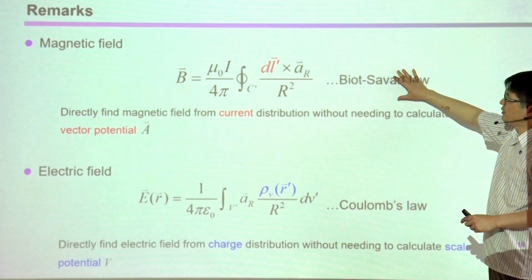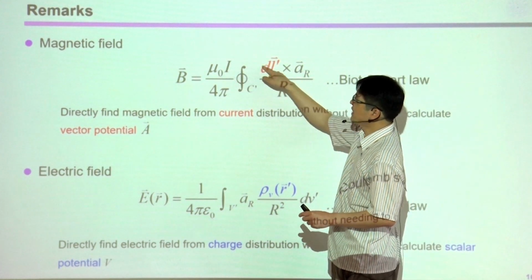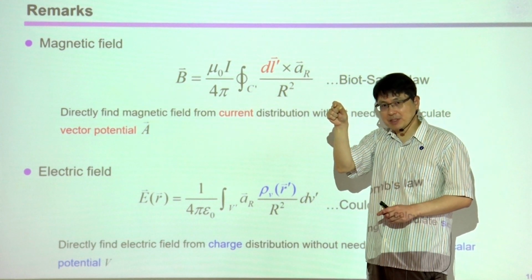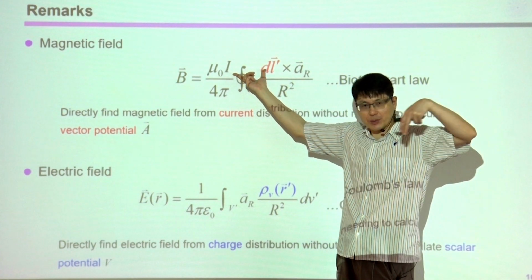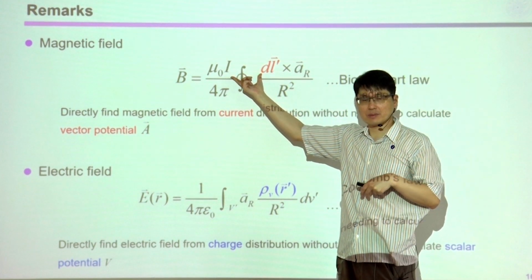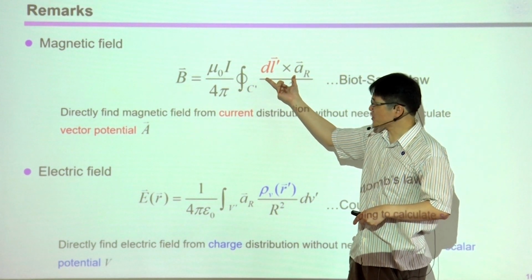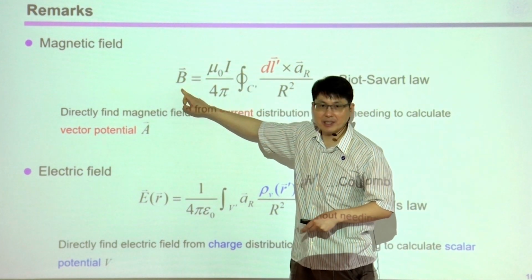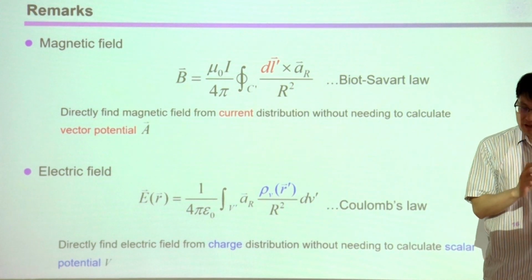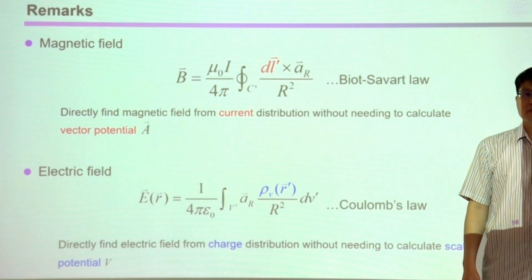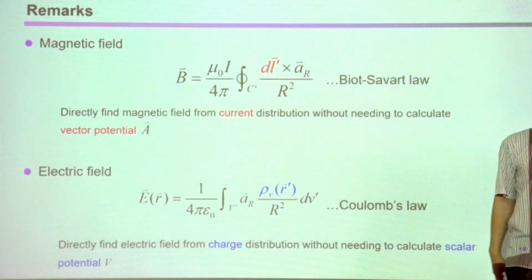At the same time, for magnetism, I together with dl prime, this is a differential segment on your current conducting loop. So together, you know how your current is formed. Using the Biot-Savart relationship, you can directly know B without the need to find A first, in a one-to-one analogy to the electric field.